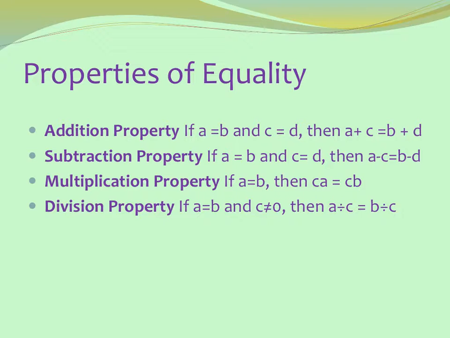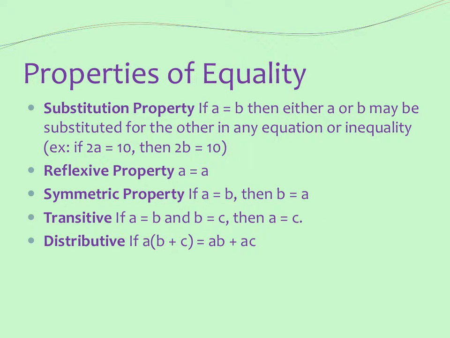Why does it say C can't be 0? What happens when you divide something by 0? What happens if you divide by 0? Because you can't divide by 0, that's why it says C cannot equal 0. You can divide by anything else. Anybody still copying it down?